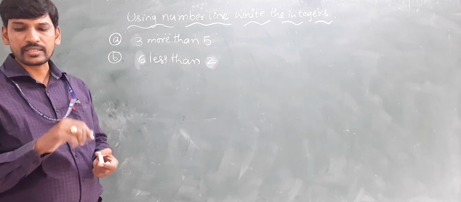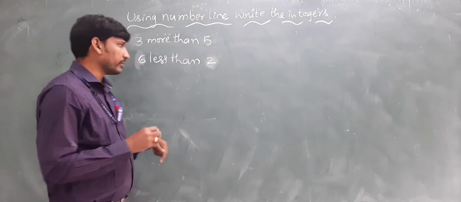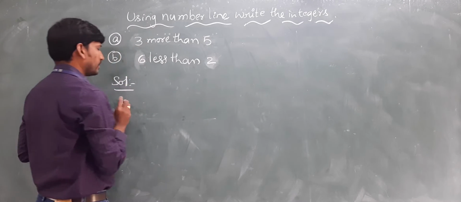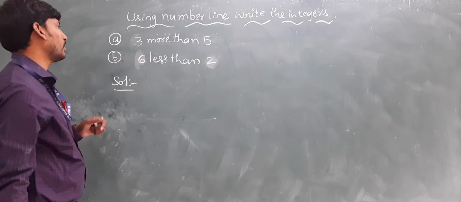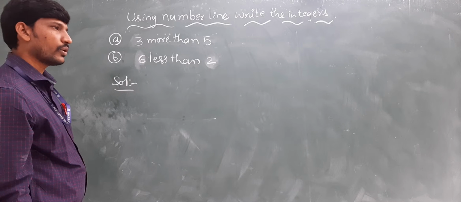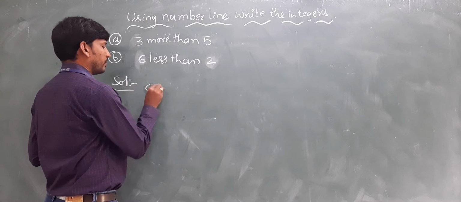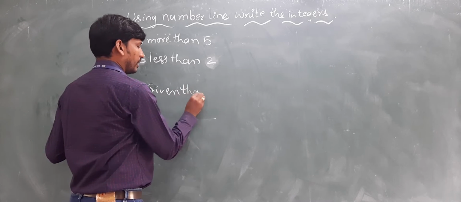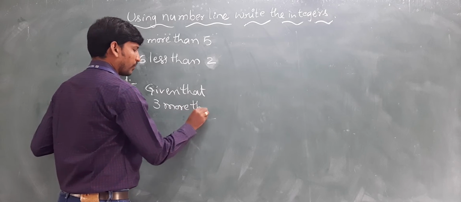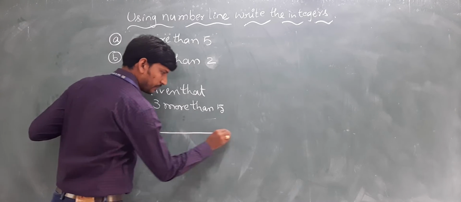So now let us discuss the first one, 3 more than 5. This is also one of the important ones in your exercise. You have the first question there, so from that we are going to discuss this one. 3 more than 5. So what are you going to do? Solution: given that 3 more than 5. Just draw the number line.